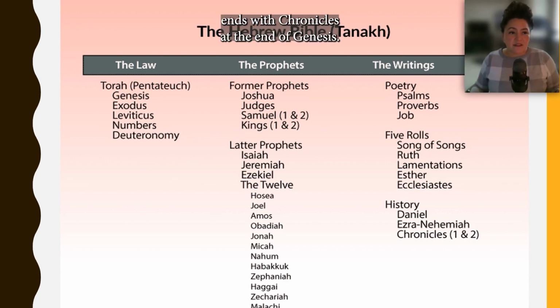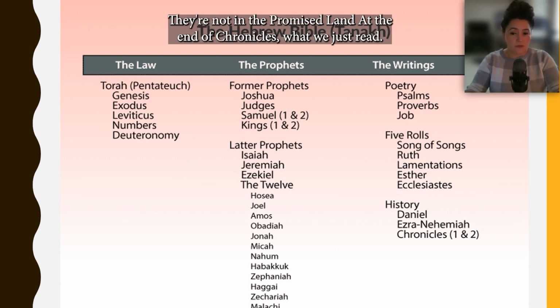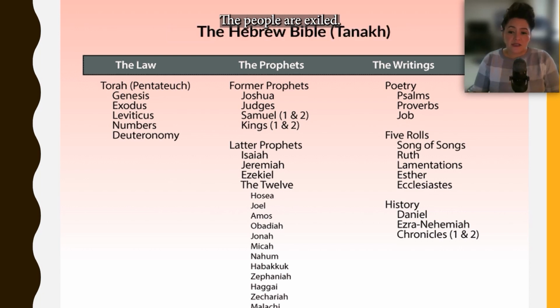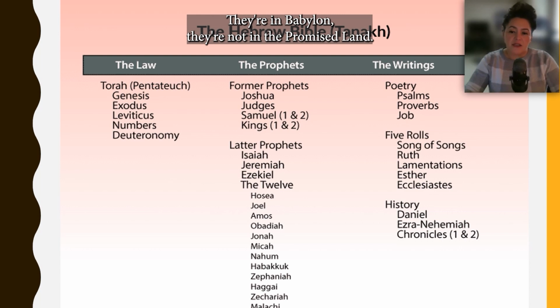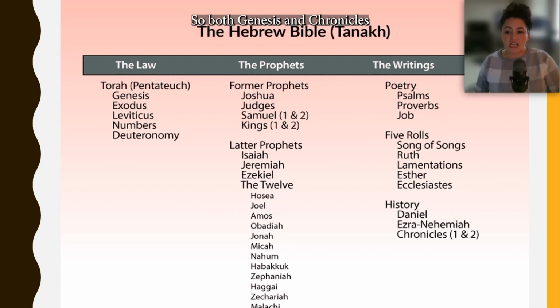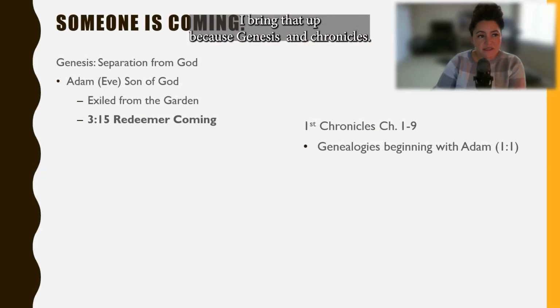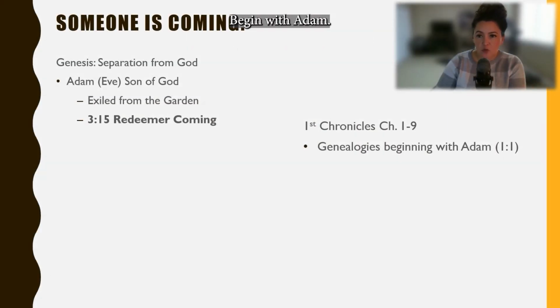At the end of Genesis, if you've had time to read it, the people are in Egypt. They're not in the promised land. At the end of Chronicles, what we just read, the people are exiled. They're in Babylon. They're not in the promised land. So both Genesis and Chronicles end with a prospect of redemption and a prophecy of return to the land. I bring that up because Genesis and Chronicles begin with Adam.